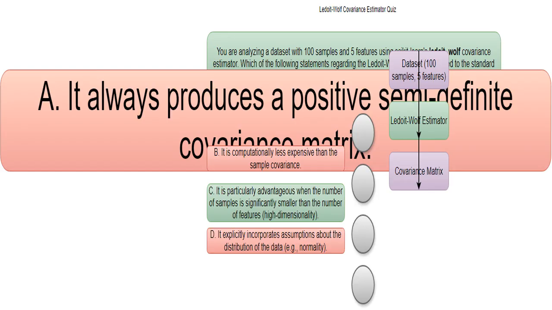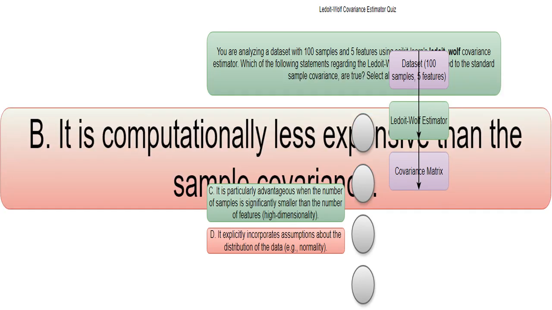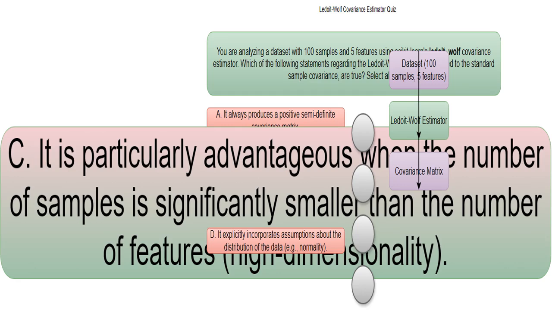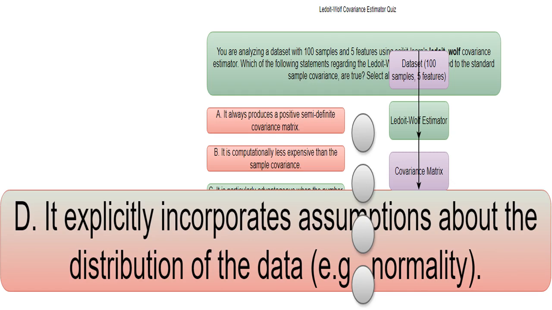This statement means that the covariance matrix calculated using the Ledoit-Wolf method will always be a valid covariance matrix, a mathematical property that ensures meaningful results. This statement checks if the Ledoit-Wolf method is faster than the basic sample covariance calculation. This statement assesses if the Ledoit-Wolf method excels in situations with many features and relatively fewer samples. This probes whether the Ledoit-Wolf method makes specific assumptions about how the data is distributed. For example, if it assumes a normal or Gaussian distribution.